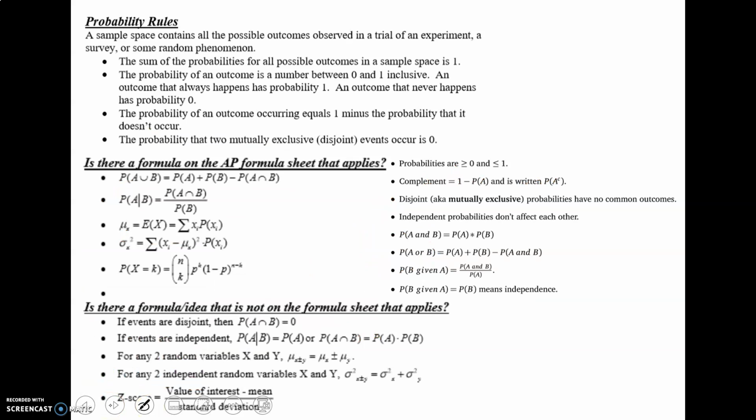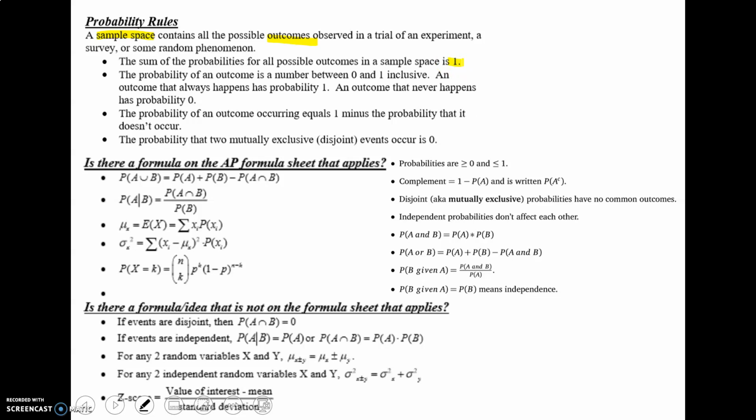So this one, I just tried to put all the probability rules. So let me go through a couple of them quickly. So sample space, right? Very important word. It's basically all the possible outcomes. So you need to know what an outcome is. And some of the probabilities are always 1, right? So 100%. You cannot have over 100% or less than 100%.